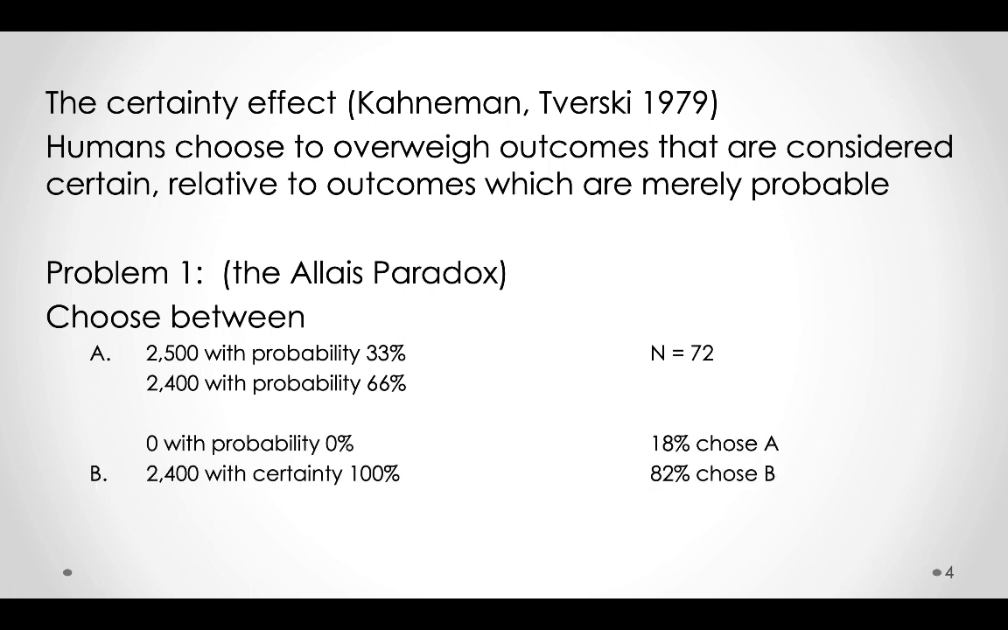Or B, right? So in choice A, you have to choose between $2,500 with probability of 33% and $2,400 with probability 66%, or option B, choose between 0 with probability 0 or 2,400 with certainty of 100%. Okay, so in this case, 82% chose B, 18% chose A.